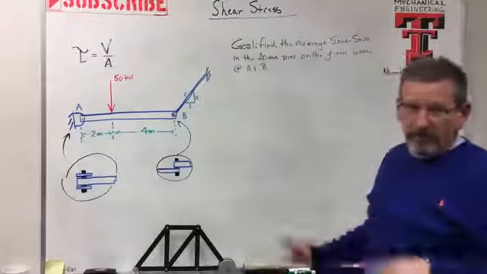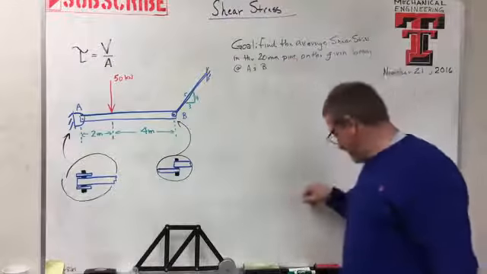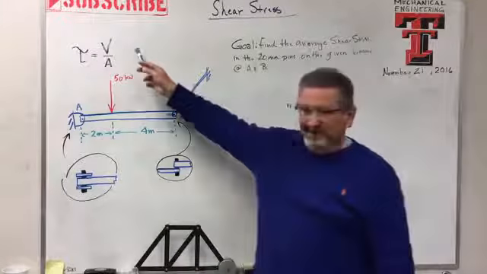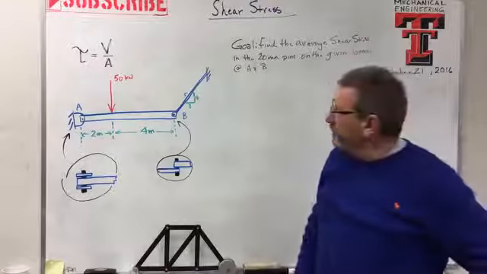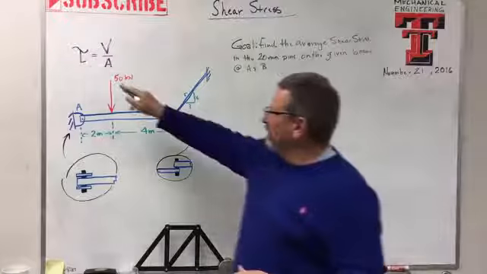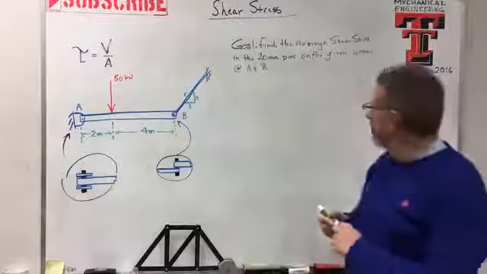Okay, as promised, here we are talking about shear stress. So we have a new equation. Looks kind of like normal stress, doesn't it? Except it's tau equals V over A. Tau, that's the small Greek letter tau.